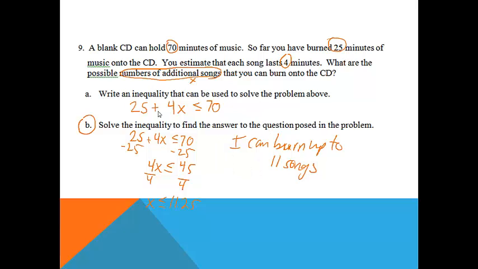And again, if you couldn't come up with this inequality, you could have thought, I have 70 minutes. If I've already burned 25, that gives me 45 minutes left. And then we could just keep going until we have it. You could also, I'm just going to show you, we could have made a table. So if I burned 0 songs, I've already burned 25. If I burn 1 song, that's going to be 29. And I could keep going up until I got to 70. That would take me a little bit, but I definitely could do that.